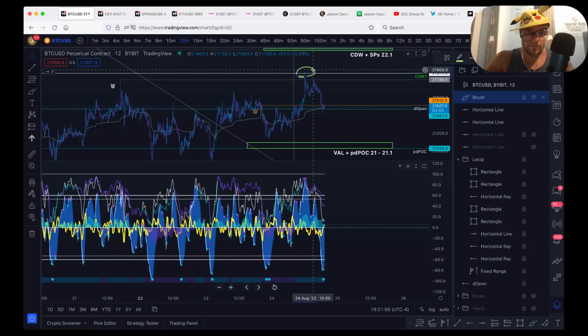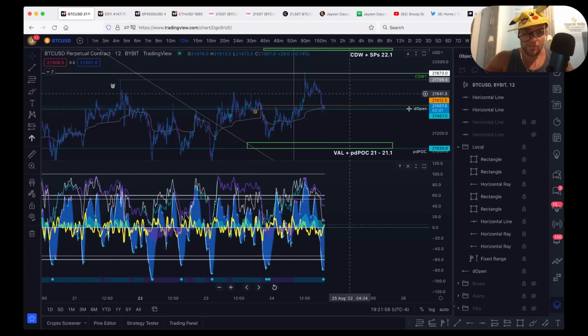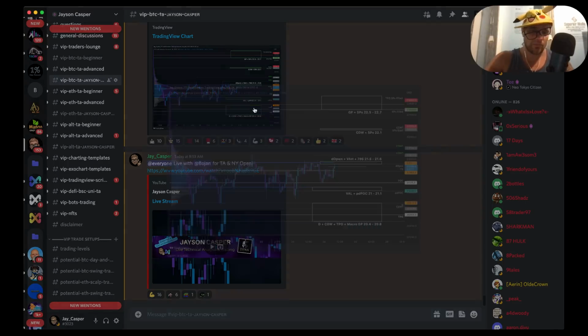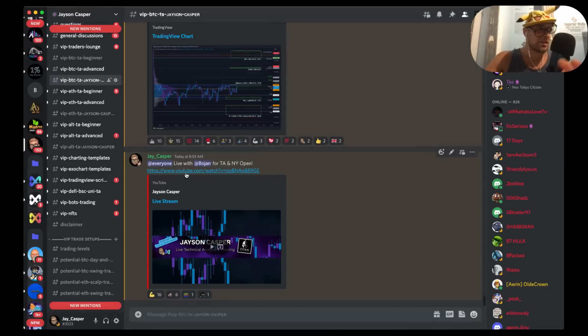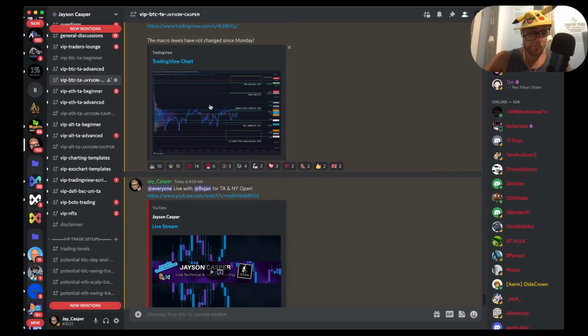Now this level that we had, this chickens drink water level from 21.8, was a level that we gave in advance this morning in the VIP Discord to short from 21.8. In the VIP live stream, it was part of my plan where I said I was looking to take a short from that level. Boyan also was looking to take a short from that level in the VIP live stream this morning.